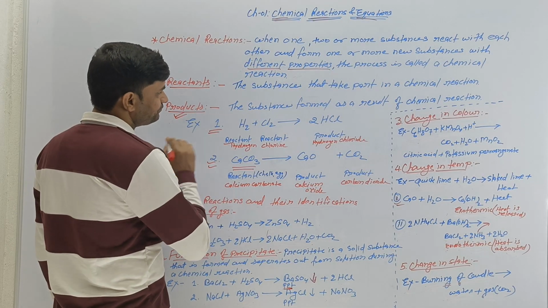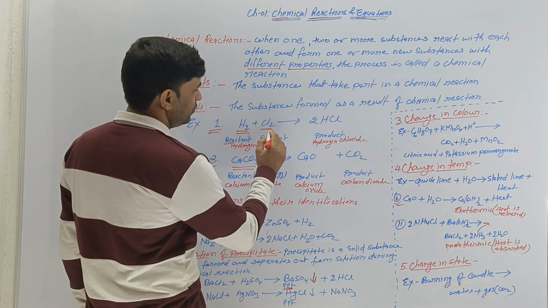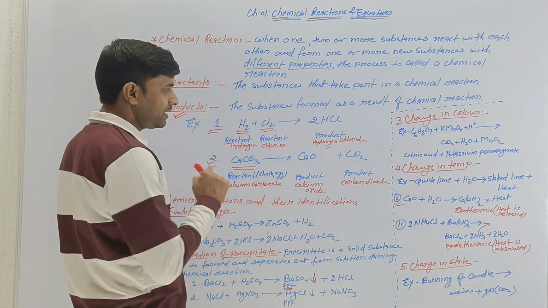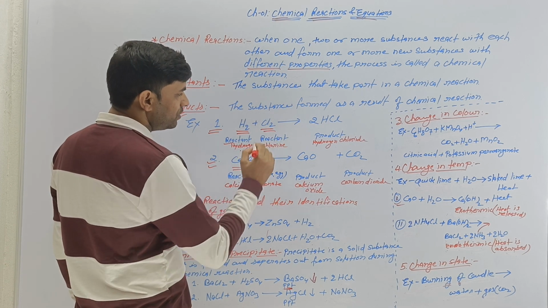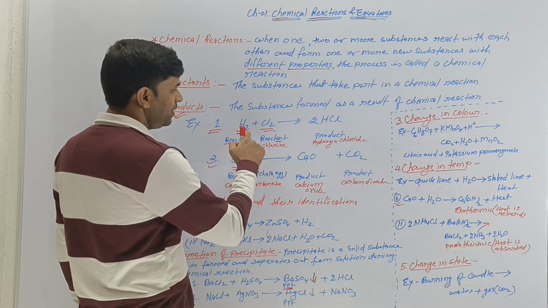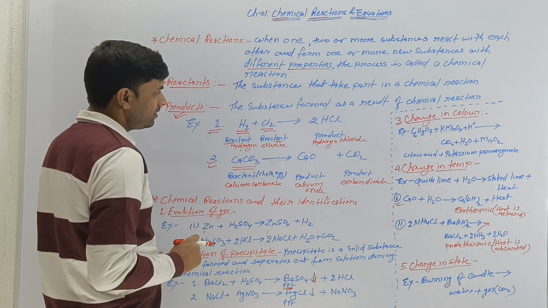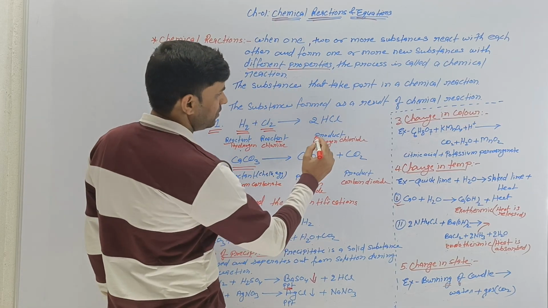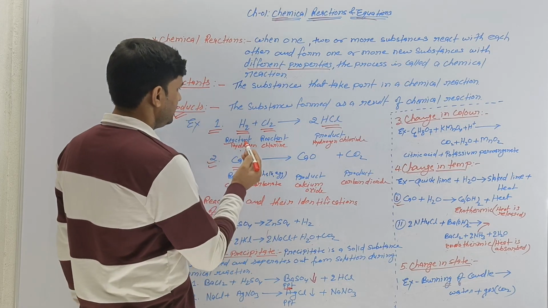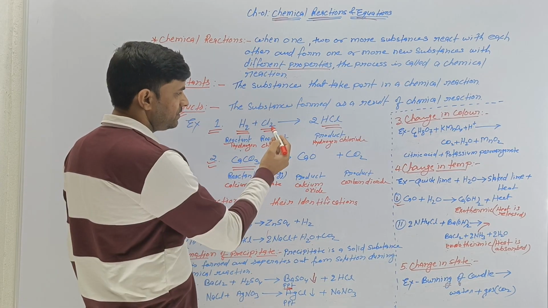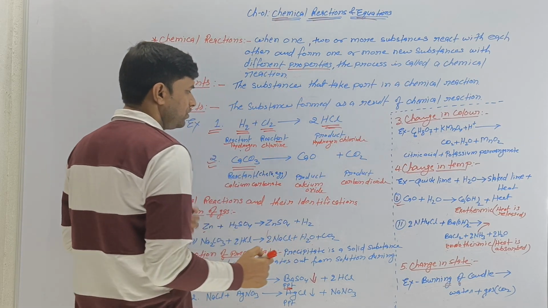Number one, when hydrogen and chlorine come in contact. Here hydrogen is a reactant, chlorine is also a reactant. When these two different atoms come in contact, they will form hydrogen chloride. Here hydrogen is reactant, chlorine is reactant, and HCl is product.